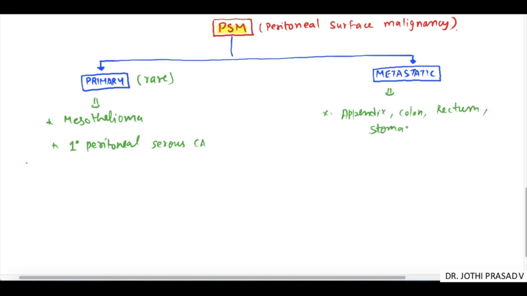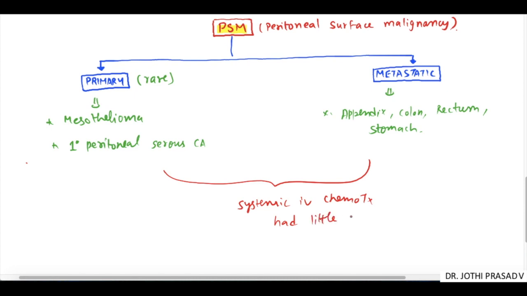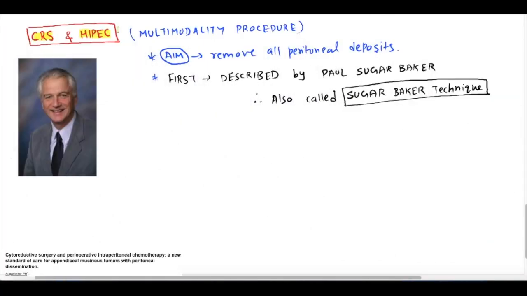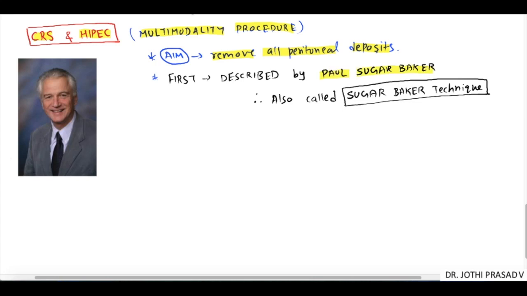The major problem with this type of malignancy is that systemic IV chemotherapy had little peritoneal penetration, and hence the concept of HIPEC was developed. CRS and HIPEC is a multimodality procedure. The aim of the procedure is to remove all the peritoneal deposits. It was first described by Dr. Paul Sugarbaker. Hence, this technique is known as the Sugarbaker technique.